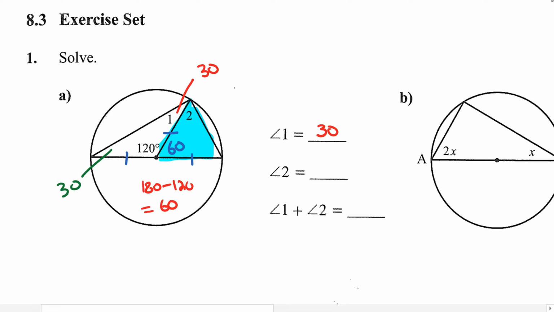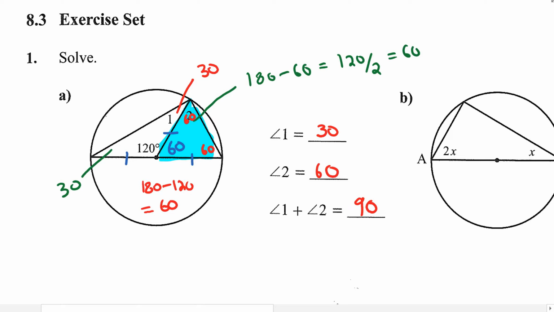So if I want to find angle number 2, I would do 180 degrees minus the 60 degrees, which is going to give you 120, and then divide that by 2, and that gives you 60 degrees as well. So the corner angles here are 60 degrees and 60 degrees. So angle 2 is going to be 60 degrees, and if I add angles 1 and 2 together, I do get 90 degrees for that particular problem.